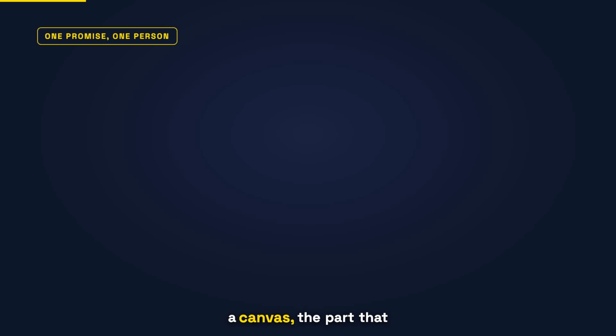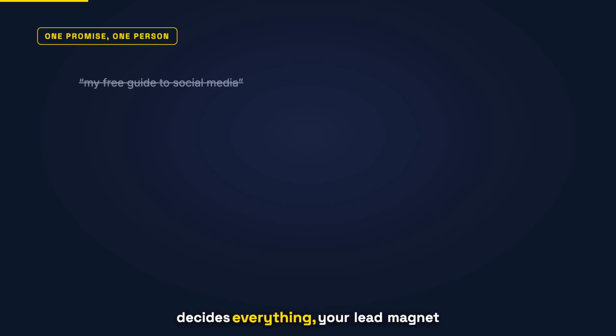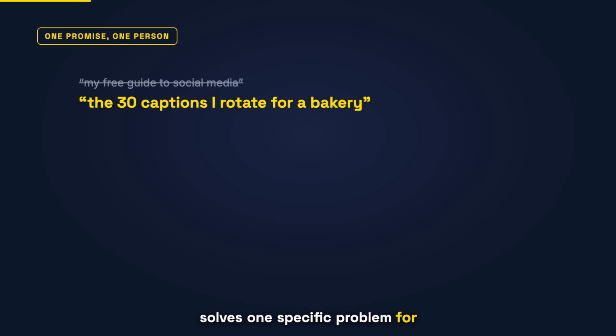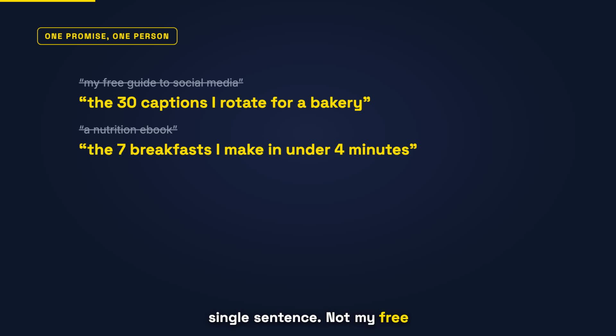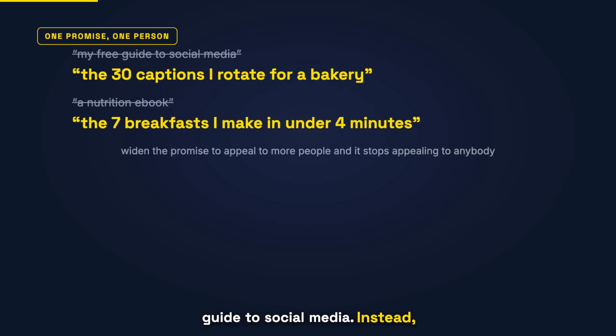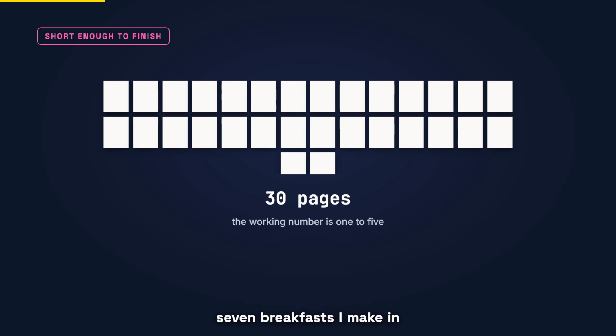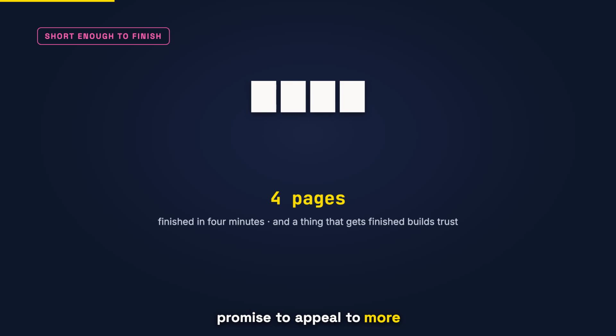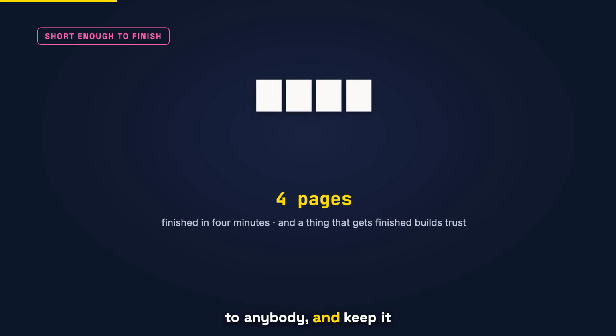Before you open a canvas, the part that decides everything: your lead magnet solves one specific problem for one specific person, and it can be described in a single sentence. Not my free guide to social media. Instead, the 30 captions I rotate for a bakery. Not a nutrition ebook. Instead, the 7 breakfasts I make in under 4 minutes. The narrower it is, the better it converts, and this is counterintuitive enough that most people get it backwards. They widen the promise to appeal to more people and it stops appealing to anybody.